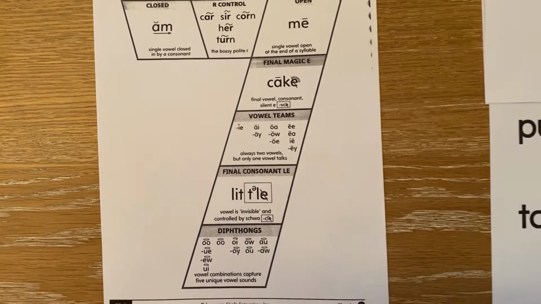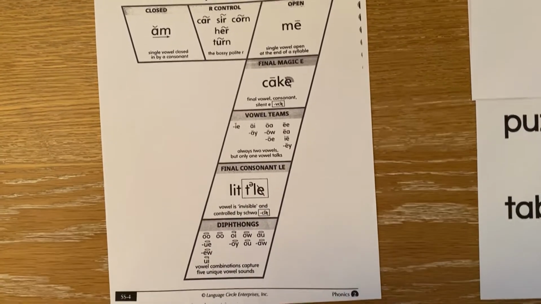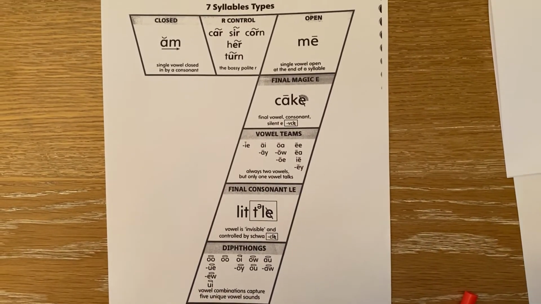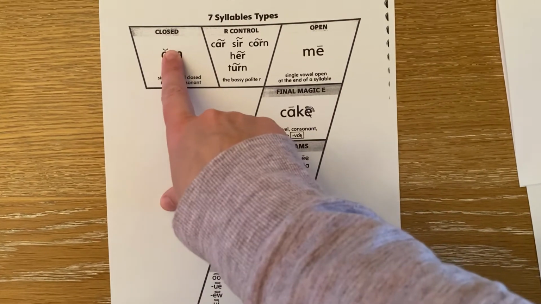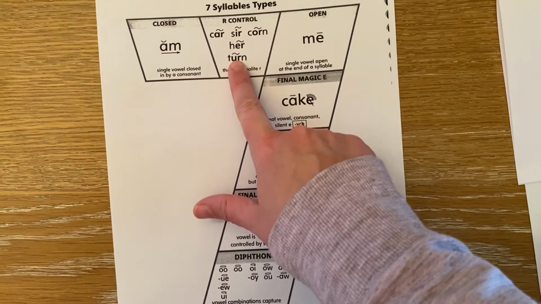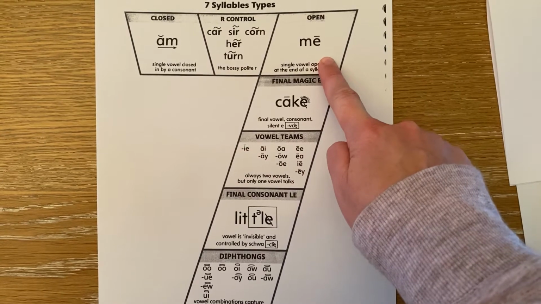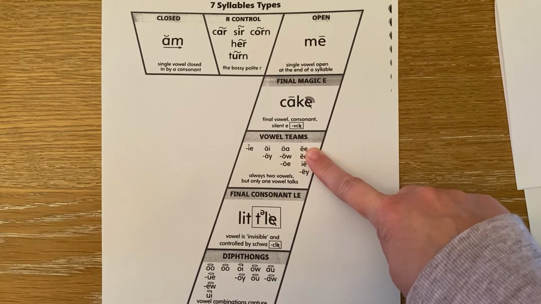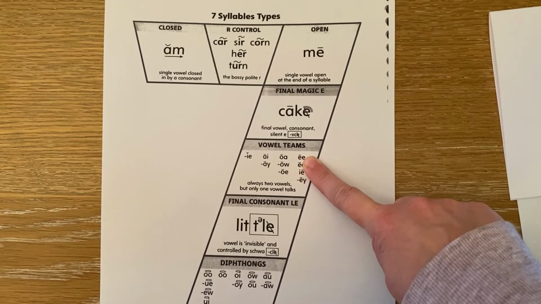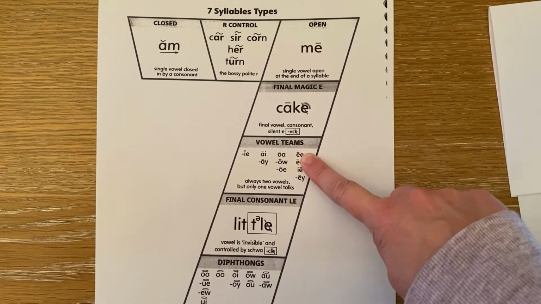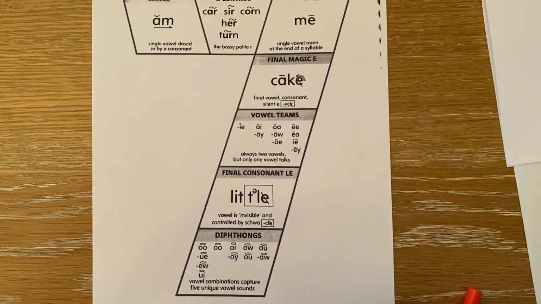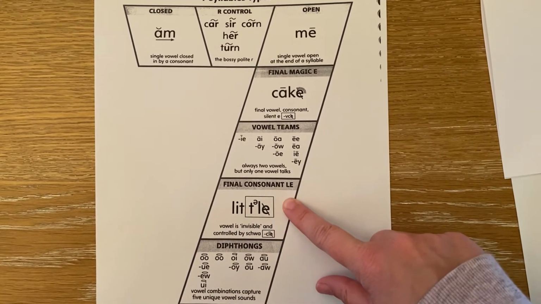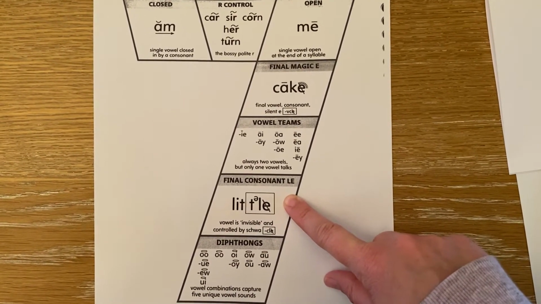You already know that we have 7 syllable types, 7 types of talking vowels. You know the closed syllable, the R-controlled syllable, the open syllable, the final magic E syllable, and the vowel team syllable. You know the sounds that the vowels make in all of these syllables. Today, you're going to learn about another syllable type. Today, we're going to be learning about the final consonant LE syllable type.